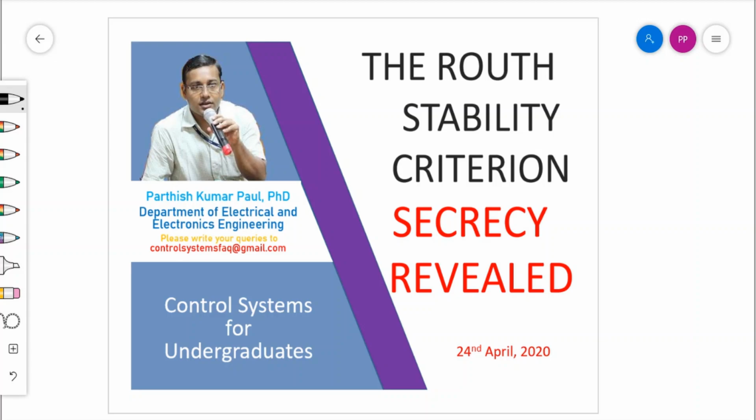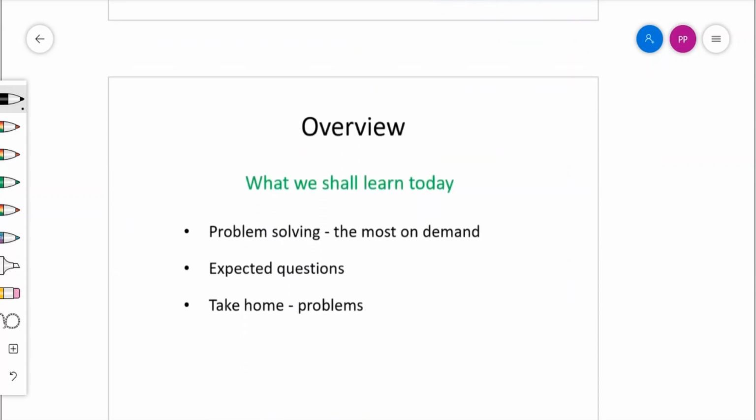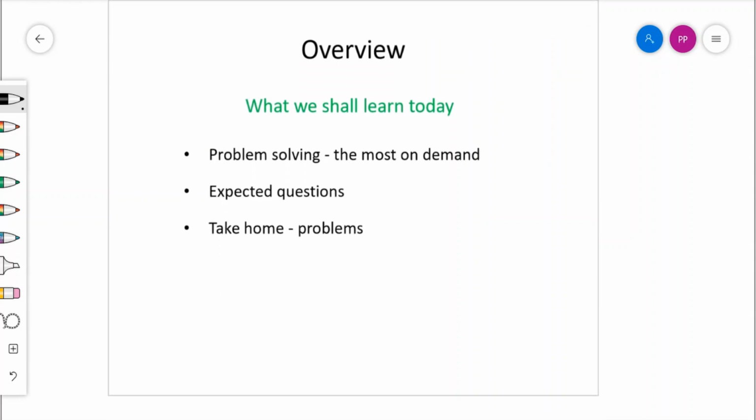Welcome friends. In the last two lectures on Routh Stability Criterion, we have gone through certain special cases of problem solving, and today again we are going to see another case which is the most wanted in the exam for solving Routh Stability Criterion based problems. So let us see. Today we are going to solve the problems based on this special case.